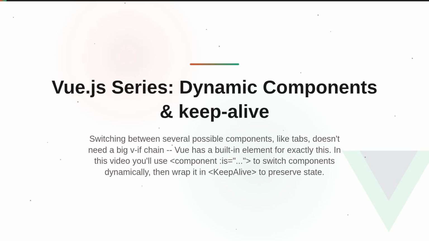Switching between several possible components, like tabs, doesn't need a big v-if chain. Vue has a built-in element for exactly this. In this video you'll use the component tag to switch components dynamically, then wrap it in the KeepAlive tag to preserve state.